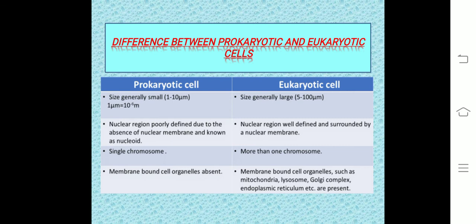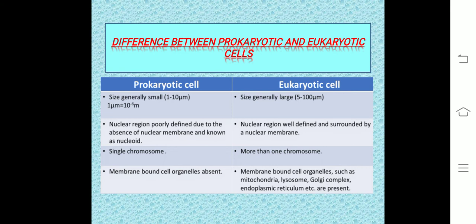Difference between prokaryotic and eukaryotic cells. Prokaryotic cells are generally smaller in size. Their size is in the range of 1 to 10 micrometer, and 1 micrometer is equal to 10 raised to the power minus 6 meter. Eukaryotic cells are generally larger in size. Their size ranges from 5 to 100 micrometer.